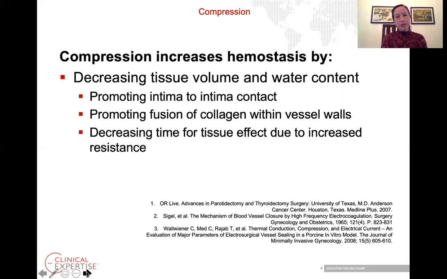How does compression assist in hemostasis? Firstly, it decreases water content and tissue volume. This promotes the fusion of vessel walls, and it also decreases the time for tissue effect, as the increased resistance of compressed tissues means heat is generated faster. Studies have shown that compression is directly related to seal quality and hemostasis.